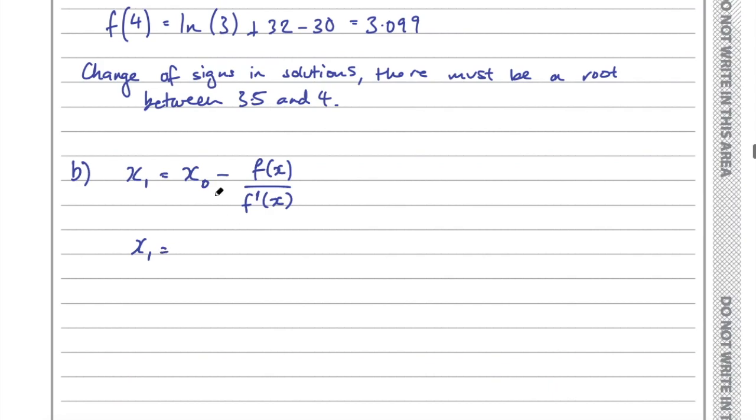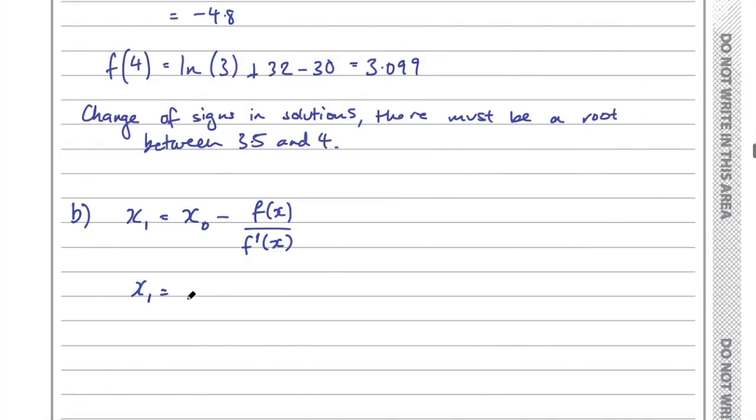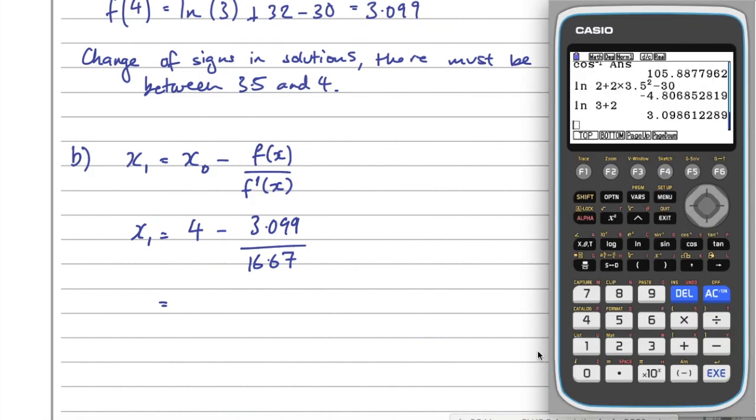So x1 will be x0. In this case, x0 was 4. f of x was 3.099. And f dash of x was 16.67. And then we just need to put that into a calculator to find the solution.